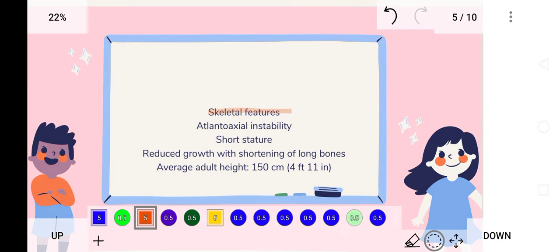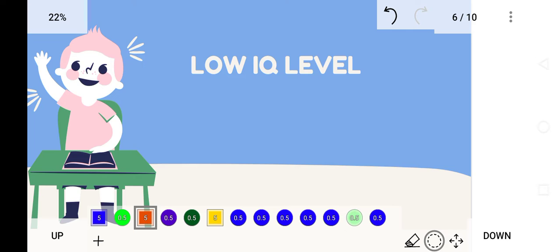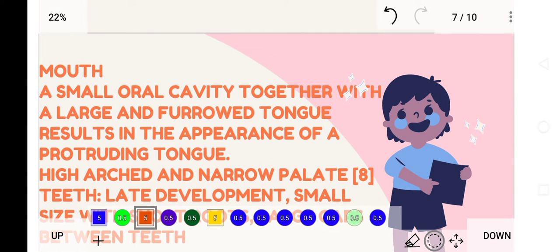Skeletal features: the patient will have atlantoaxial instability, short stature, and reduced growth with shortening of long bones. The average adult will have a height of 4 feet 11 inches. So the patient will have short stature because of skeletal deformities and reduced growth, with shortening of long bones that eventually results in short stature. They will have low IQ because of abnormal development of the brain. They will exhibit poor performance in school activities.